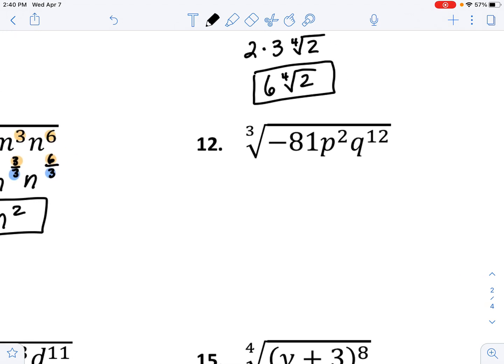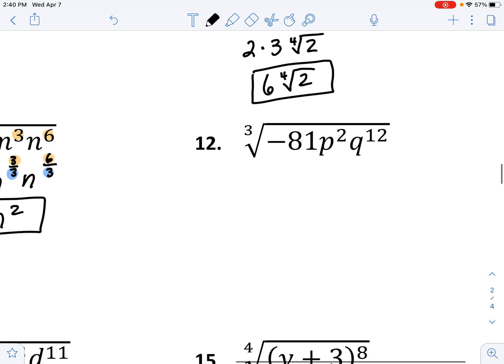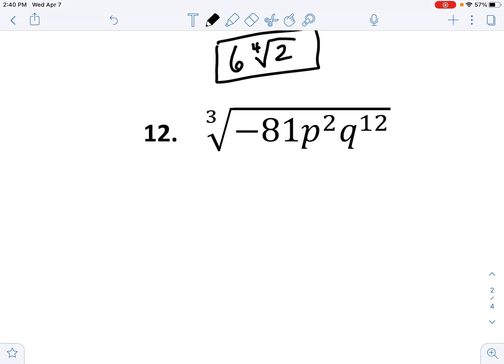Number 12. This one is not a perfect cube, but it has a perfect cube factor. And remember, you always want to get the negative out if you can. So you could write it as negative 27 times 3 or 27 times negative 3, but we want to get the negative out if we can, so we're going to write this as the cubed root of negative 27 times 3.